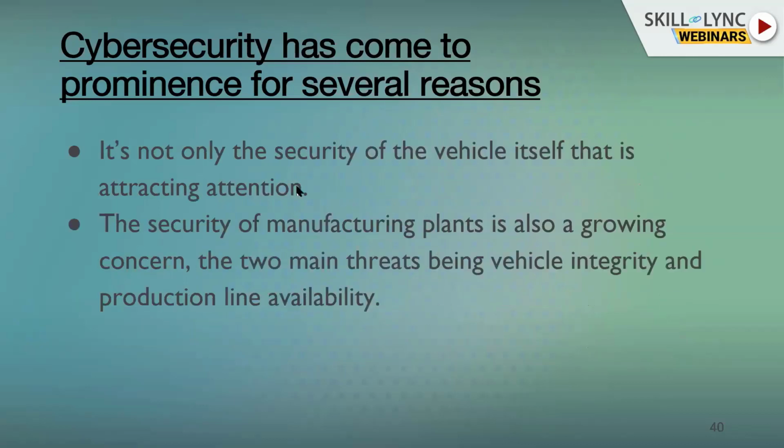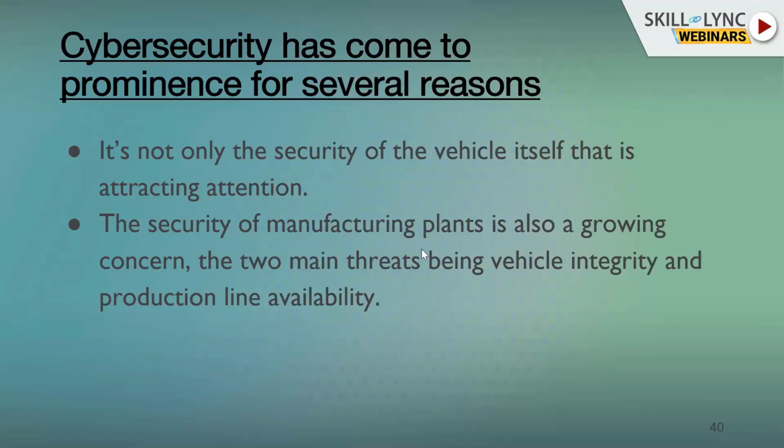It's not only the security of the vehicle, it's that it is attracting attention. Because everybody is talking about it, it could also be attracting the attention of attackers and hackers, and they start working on it. Now is the right time to start thinking about it and start securing the vehicle.